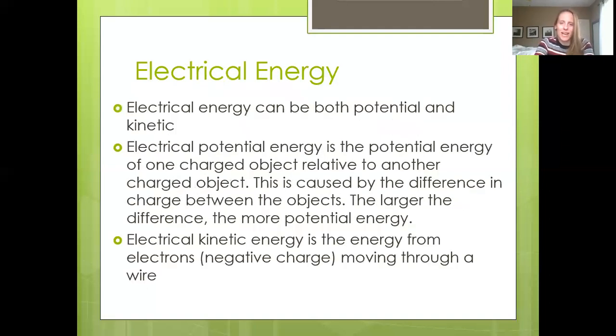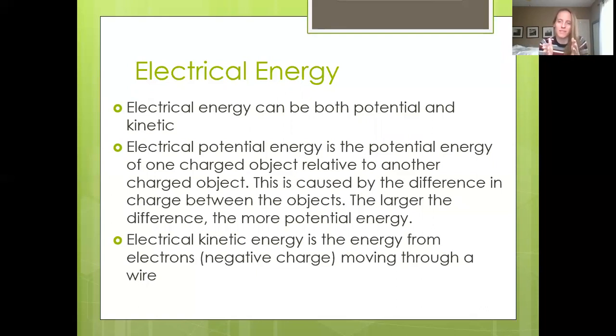And then electrical energy. Like I said, this can be both potential or kinetic. The electrical potential energy is the energy stored in a difference of charges. So if you have two differently charged objects next to each other, that difference in charge is going to result in potential energy. And the bigger the difference in the charge, the more potential energy it is.